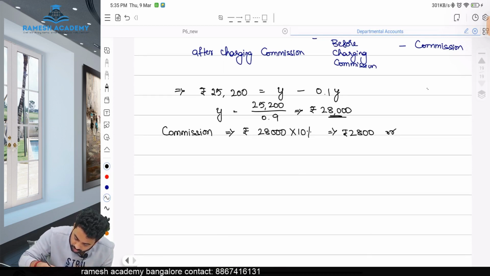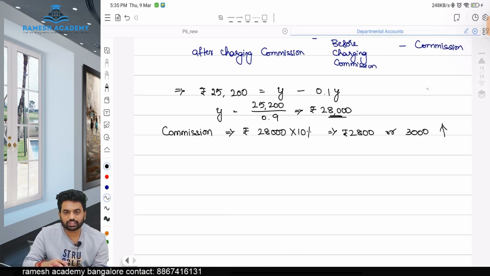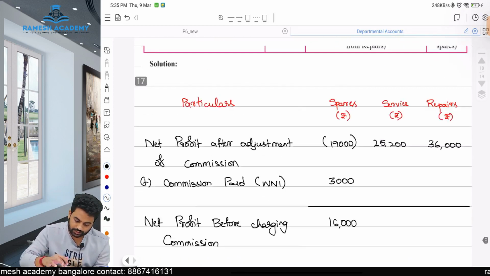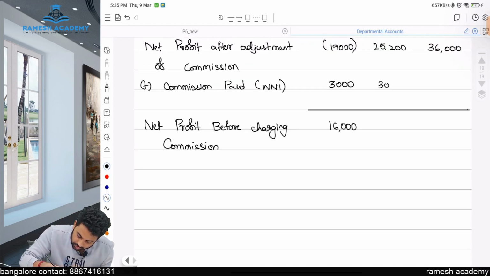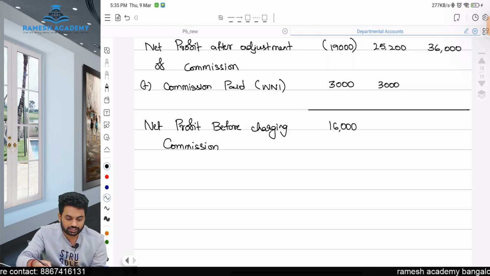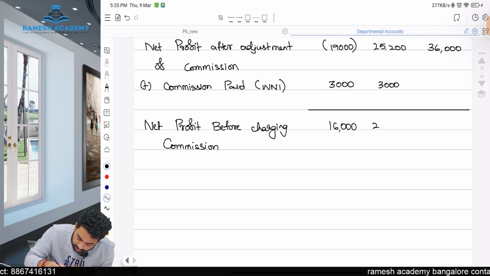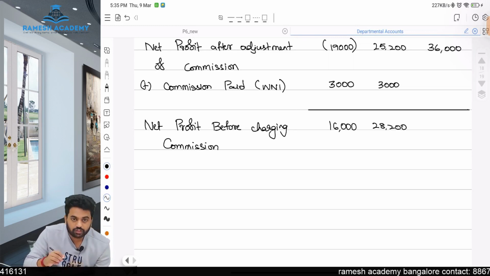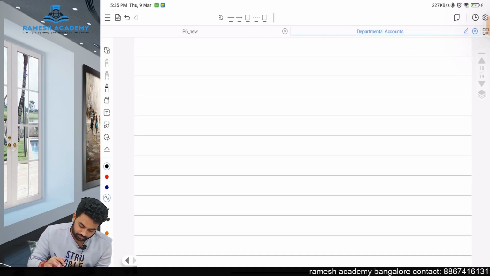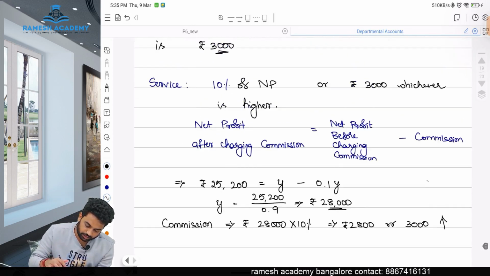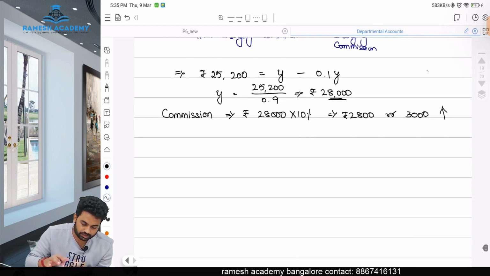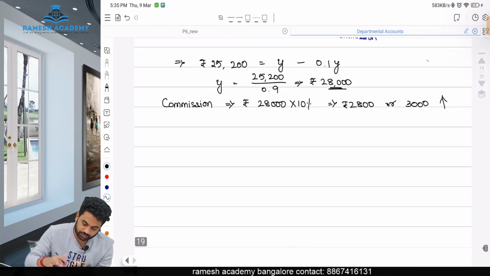or 3,000, whichever is higher. So commission is actually 3,000. Commission actually paid is 3,000. So net profit before charging such commission was 28,200. Done. Next is for which department? Next is for service repairs, right? Next is for the repairs.